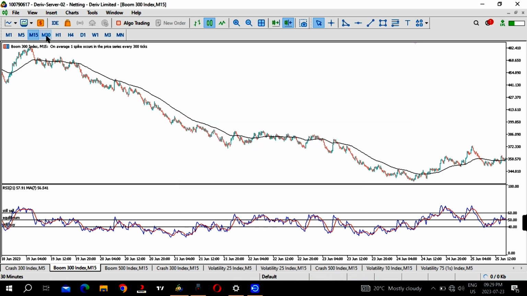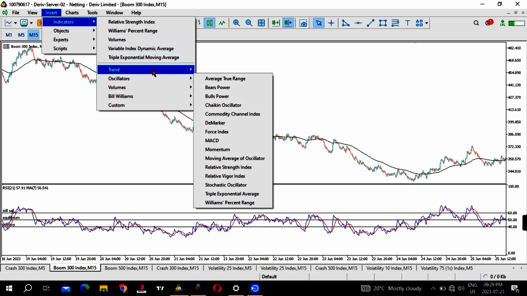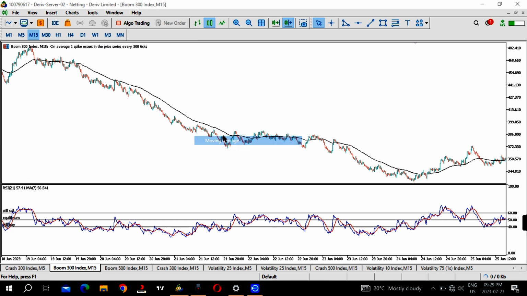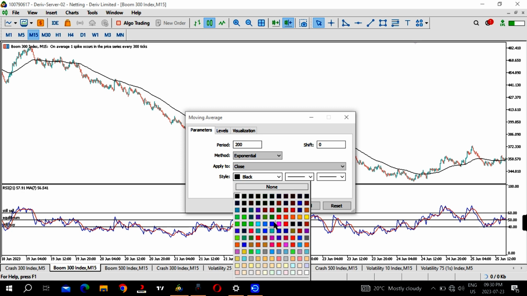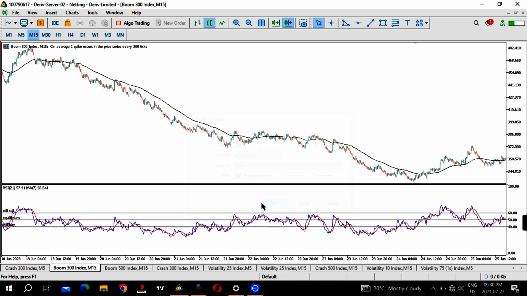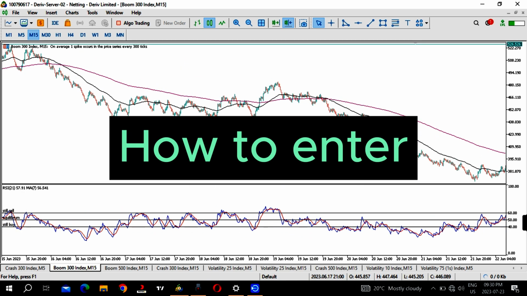If you've been following me for a while, you know that I usually like to use the black moving average for the 50 moving average. Then for the 200 moving average, that's what I'm also going to be using. You know that I usually use purple again, so that's what I'm going to use. Then click done. So how do you enter using this?